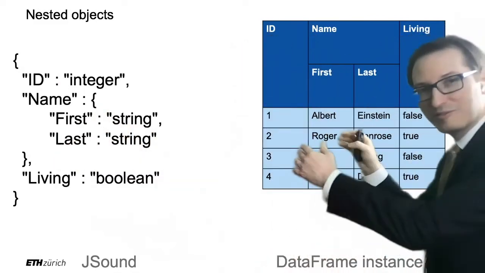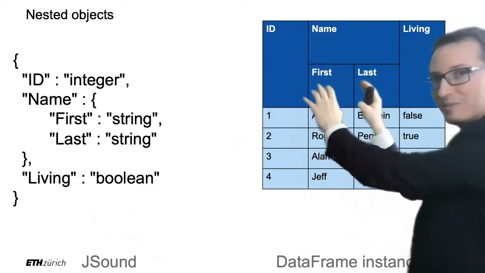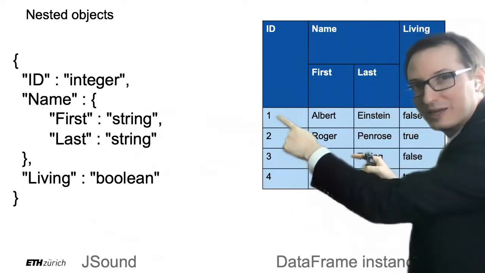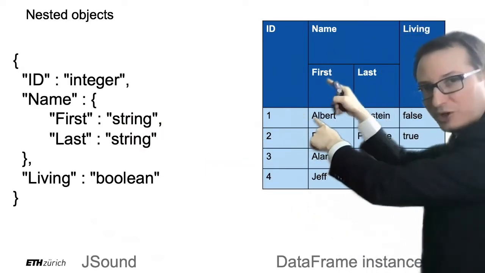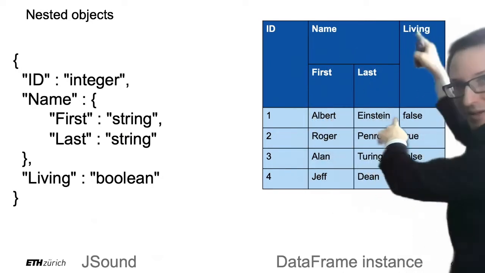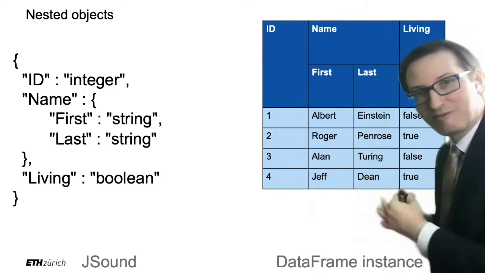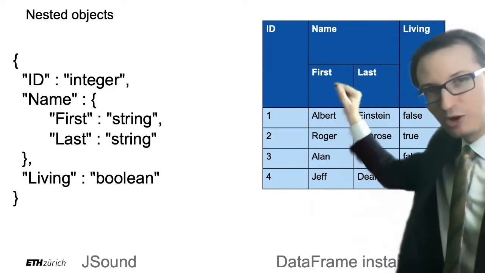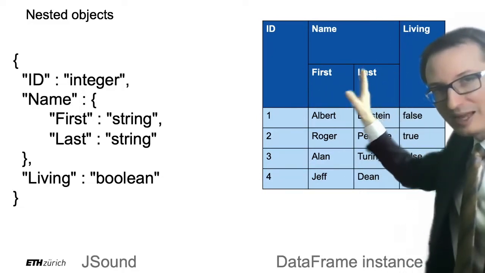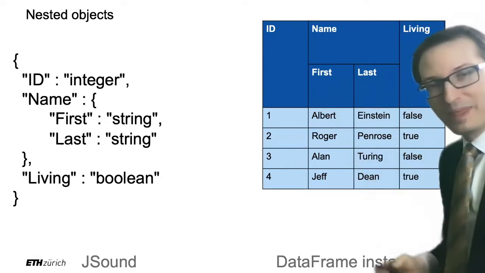How does it look visually in there? Well, what I do is that I add these two headers below name, that is first and last. These are my two keys here. And now I have, okay, ID is 1, name.first is Albert, name.last is Einstein, and living is true. So you see, it's also a kind of data frame, except that this time what is denormalized is the fact that I have a nested structure in there, that I have subcolumns. You could call them subcolumns, right?